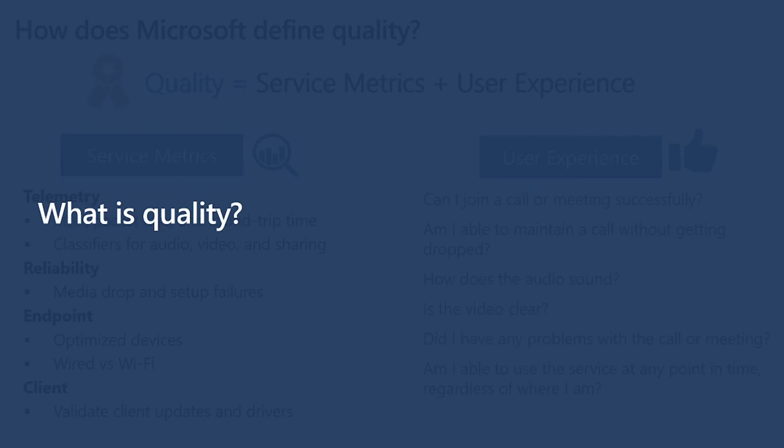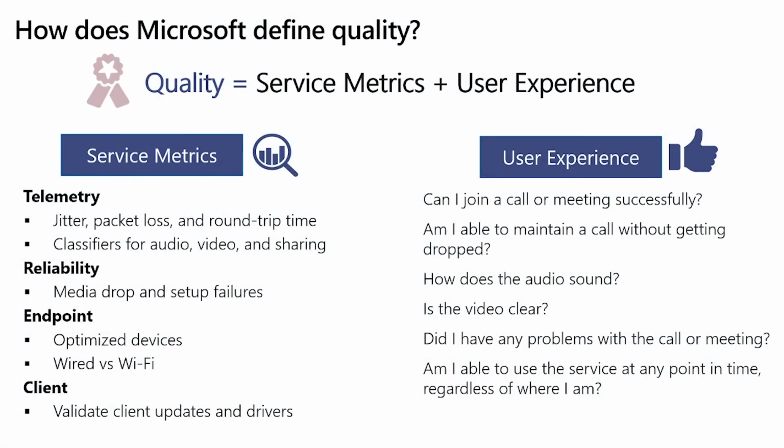Now let's talk about what quality is. It seems like a simple question, but it's actually rather complex. Quality is defined by a combination of service metrics and user experience. Both need to be optimal to deliver a quality service. Fortunately, we have telemetry to analyze and report on both.